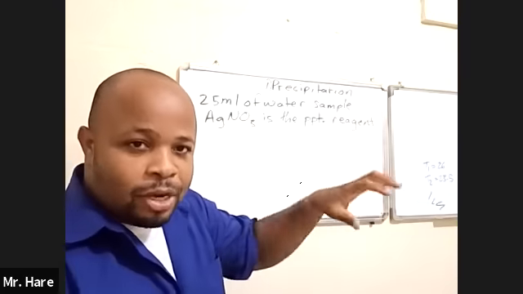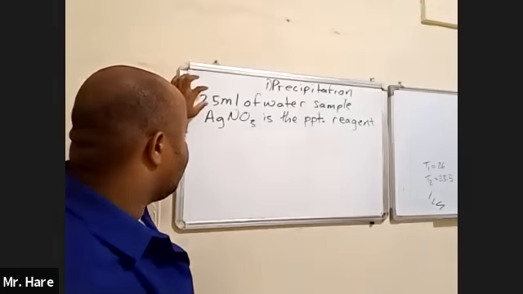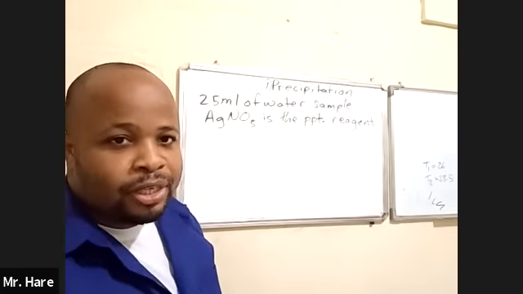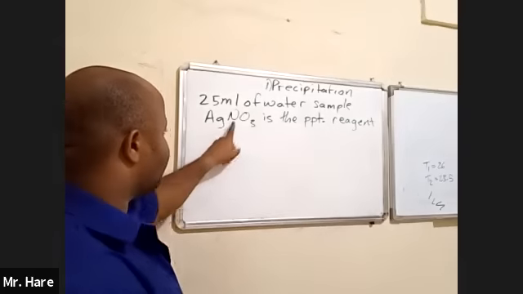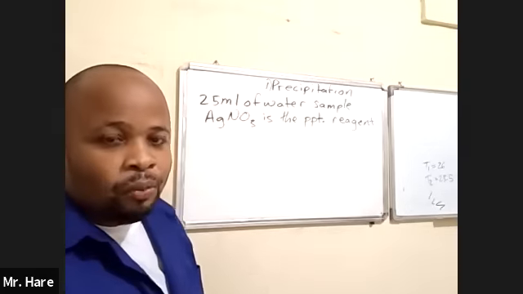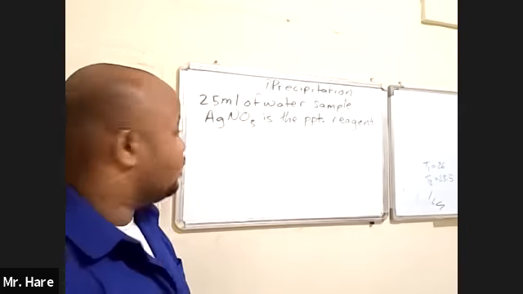So whatever solution is added to your sample to get the precipitate, that is your precipitating reagent. So whatever is added to the water sample, that is your precipitating reagent. So silver nitrate is added to 25 mL of the water sample that is supposed to contain chloride ions.